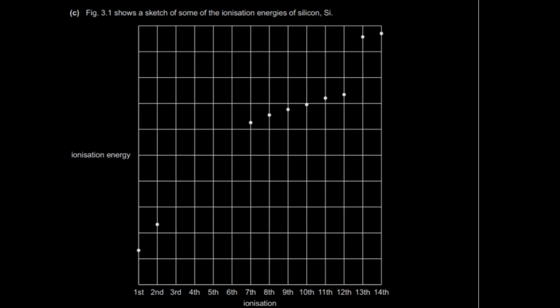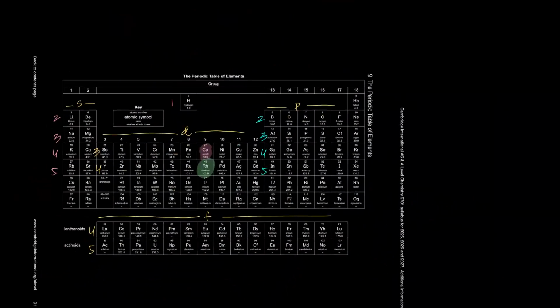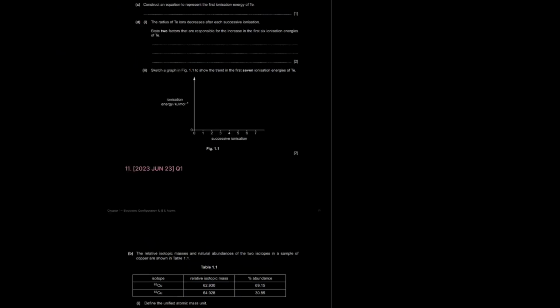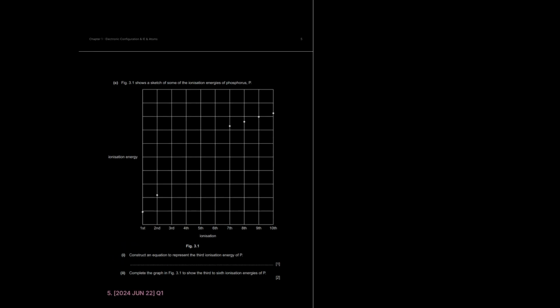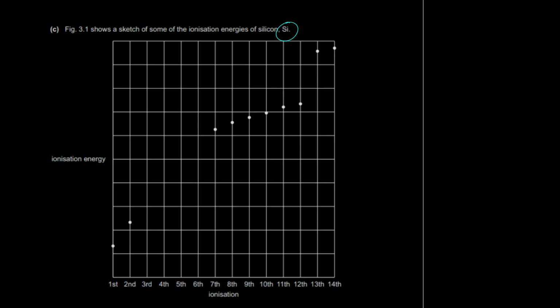Figure 3.1 shows a sketch of some of the ionization energies of silicon. Whenever you talk about ionization energy, go to the periodic table and write which group silicon is in. So I'm going to go to my periodic table and check that silicon is in group 14, or group 4. Oops, my bad. Let's go back up. Okay, it's in group 14 or group 4. So it has 4 electrons in its outermost shell.